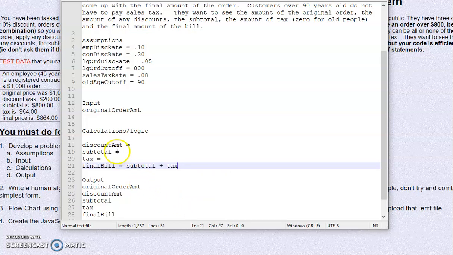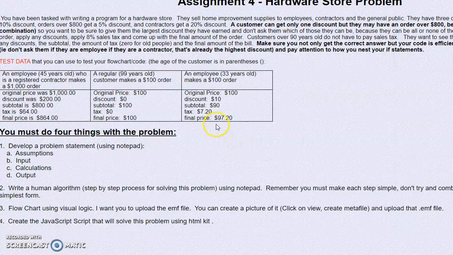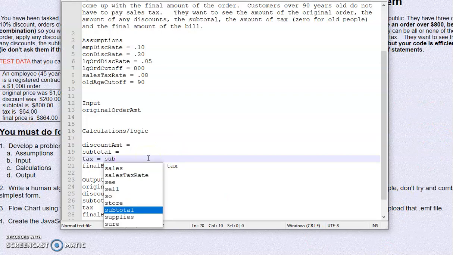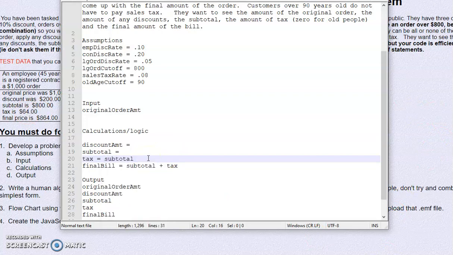Okay, well, how do I figure out what the tax is? The tax is 720. So 90 times 0.08, and here it is, 800 times 0.08, and that's the tax. So pretty easy math. The math is simply the subtotal times the tax rate.